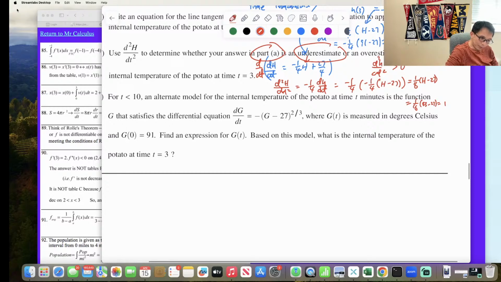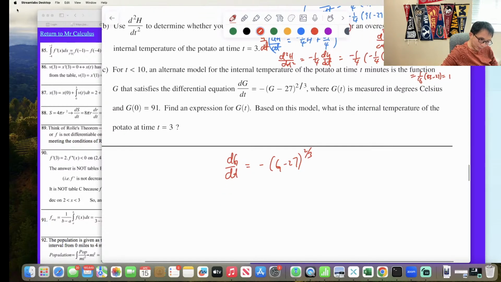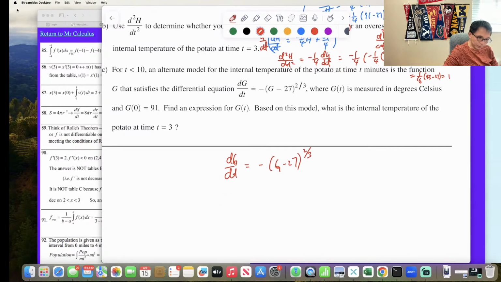For the last part, dg/dt. Last period I actually did it wrong because I looked at the wrong thing, so don't make that mistake. I ran out of time, and when I ran out of time, I rushed. So what I would do is actually like this.